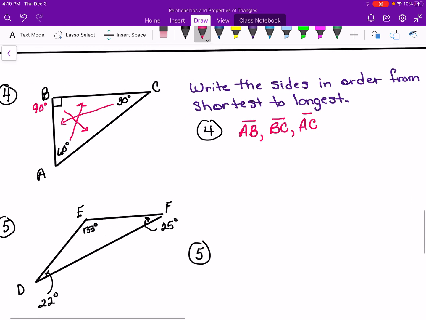Let's try it again. Smallest angle is 22. It's across from EF. The next in size is the 25. It is across from DE. And finally, the largest angle is the 133, and it's across from DF. And we have our segments in order from short to long.